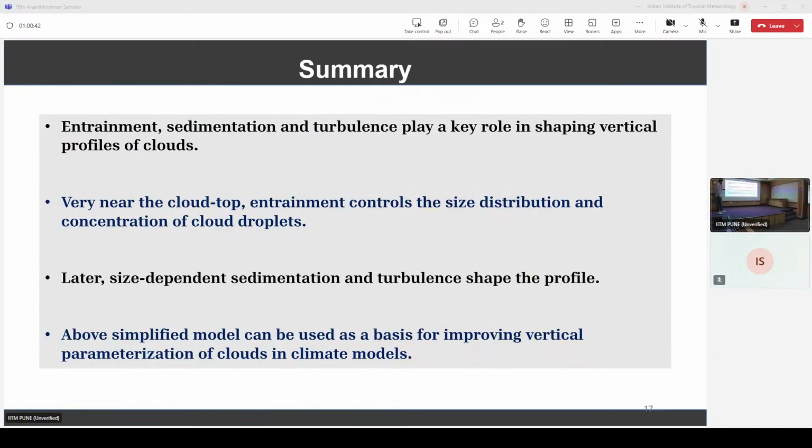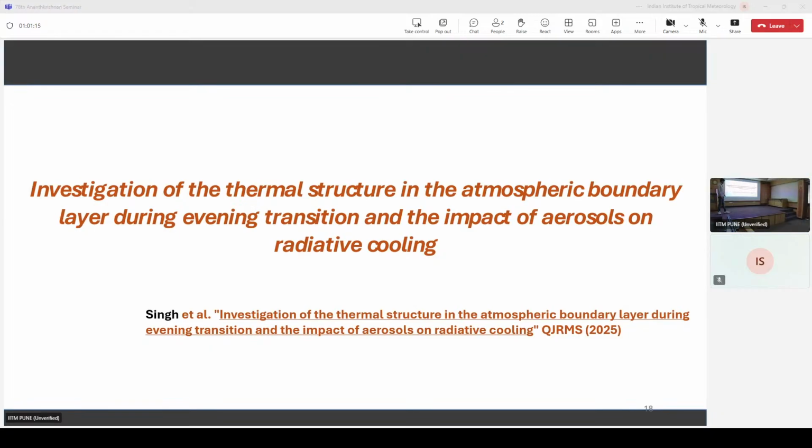So based on that, this is one of the studies. We see that especially three things, entrainment, sedimentation, and turbulence, play a key role in shaping the vertical profiles of the cloud, in which the cloud top layer is dominated by the entrainment effect. After that, sedimentation comes, and the region below is more or less a mixed layer where the entrainment is balanced by the turbulence. So size-dependent sorting and turbulence in the profile above, as a simplified model, can be the basis for improving the vertical parameterization of clouds in climate models.